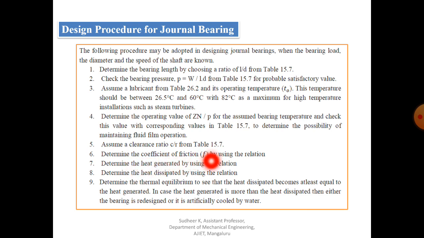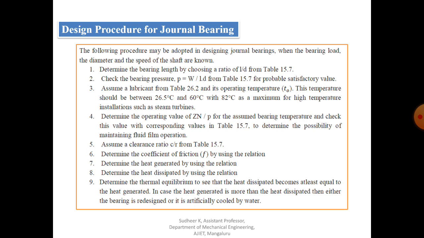Then you have to find out the clearance ratio C by R from table 15.7. Determine the coefficient of friction using several equations such as the McKee equation and the Petroff equation. So we can calculate the coefficient of friction. Then determine the heat generated by using the appropriate relation, as well as find out the heat dissipation. Along with that you can find out many unknowns such as attitude, attitude angle, radial clearance, diametral clearance. All of this design you have to include, so that you will come to know while solving the problem.